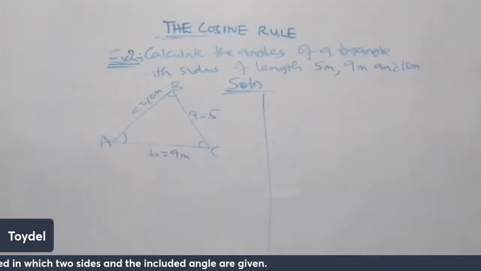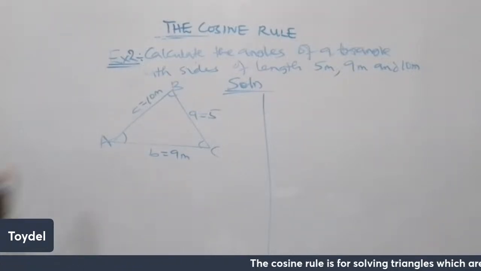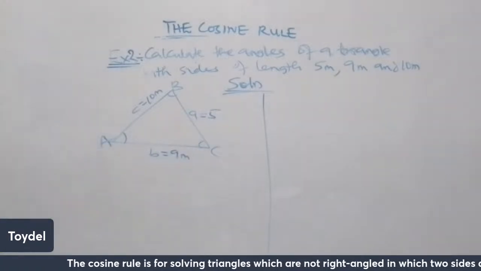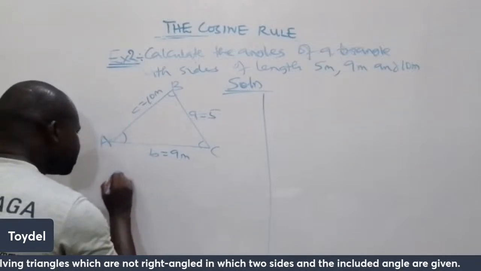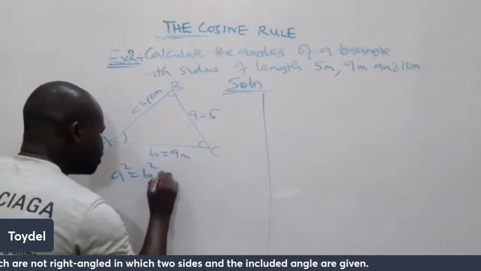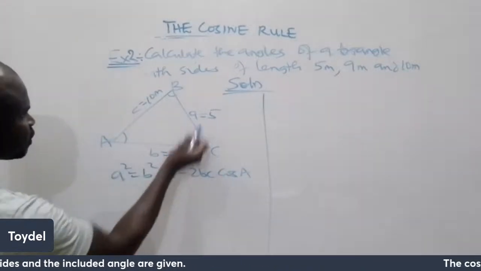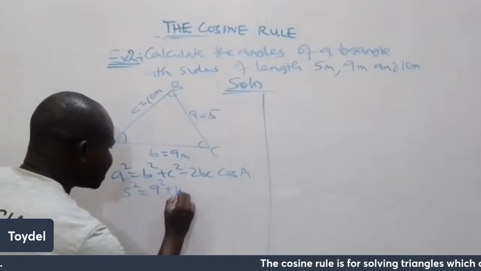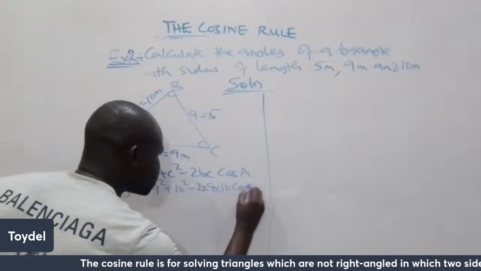Of course, we start from one of the angles. Let's start with angle A and try to find angle A. If you want to do that, just go to the formula. A squared is equal to B squared plus C squared minus 2BC cos A. What is A from the diagram? A is 5. 5 squared is equal to 9 squared plus 10 squared minus 2 times 9 times 10 cos A.